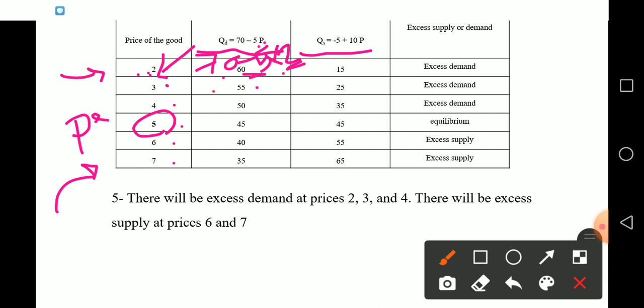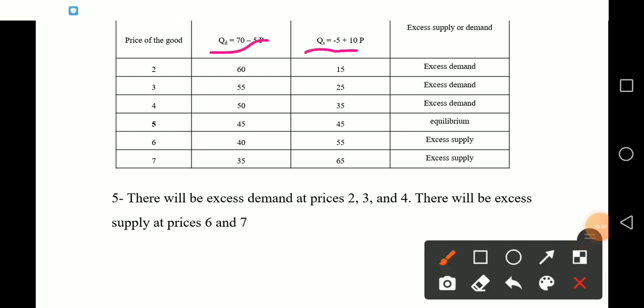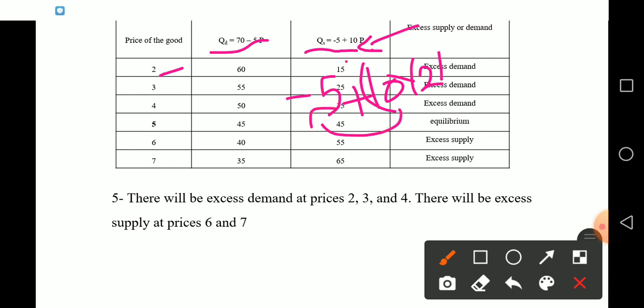Okay, what about this one? 55, from where did you get it? It's very easy, guys. I have here 70 minus 5 times 3. So this is 15. 70 minus 15 gives me 55, and so on. This is for the quantity demanded. What about the quantity supplied, given the equation in the question? Negative 5 plus 10 times 2, right? So negative 5 plus 10 times 2 gives me 20. 20 minus 5 gives me 15.